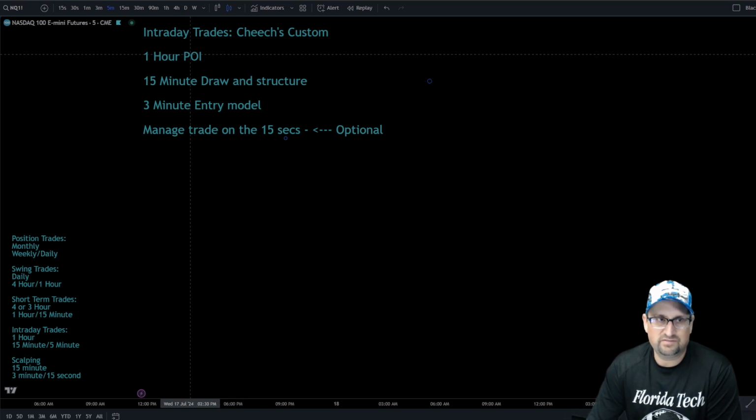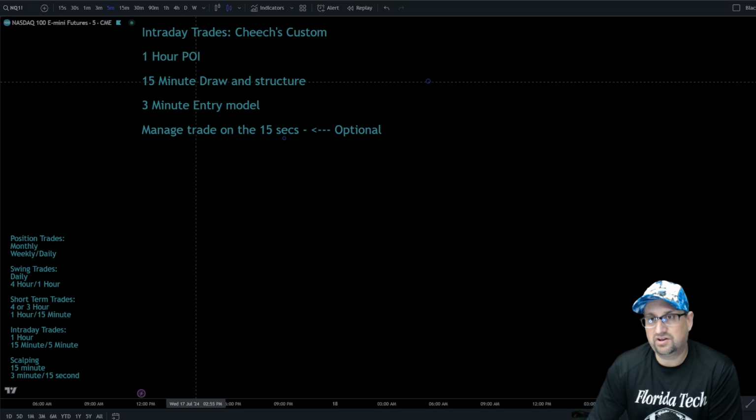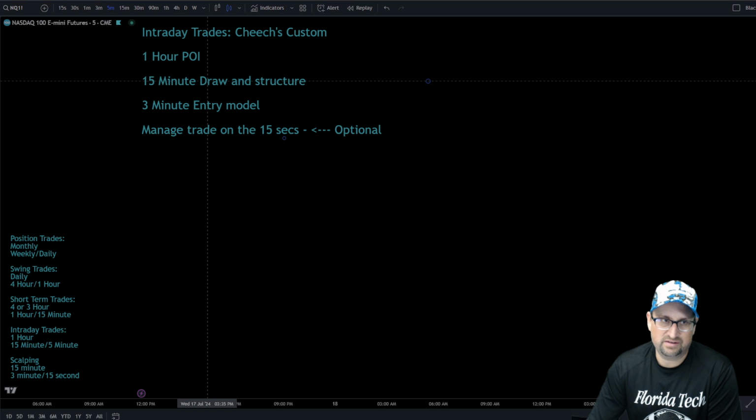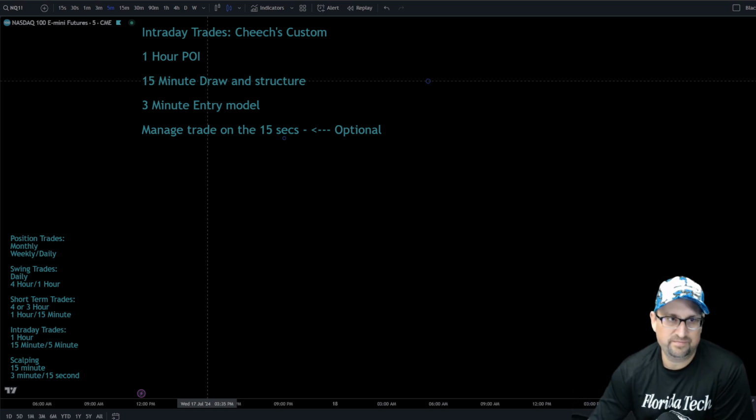Now, I may have a draw of liquidity on the 1 hour POI, the point of interest, but I do consider the 15-minute draws just in case we're going to clean out a lower time-based liquidity on the 15-minute chart. I want to be aware of that draw so that way I can manage my trade, move my stop loss, take profit, things like that, right?